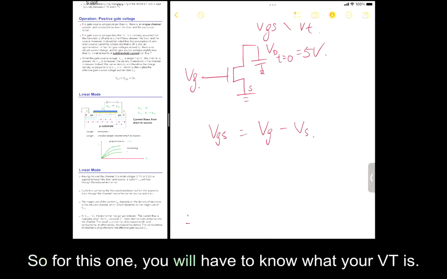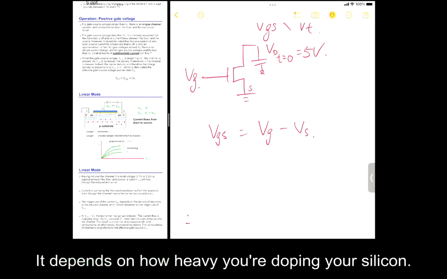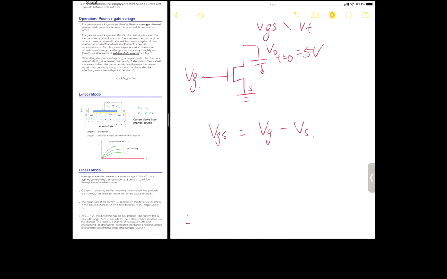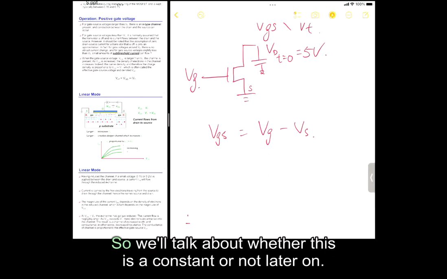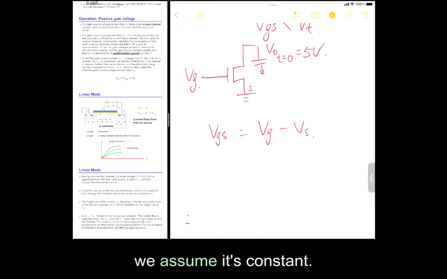For this one, you will have to know what your VT is. VT is defined by the technology. Usually we'll take 0.5, 0.7. It depends on how heavy you're doping your silicon. So it'll be given, and also you can simulate that. We'll talk about whether this is a constant or not later on, but as a first order approximation, we assume it's constant. Don't get it wrong.